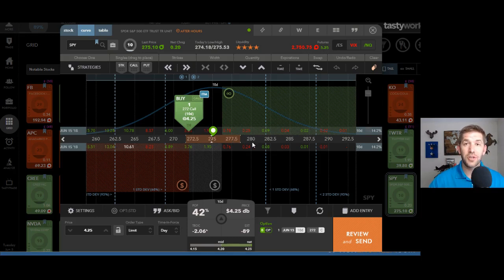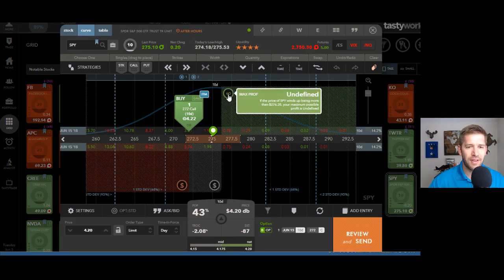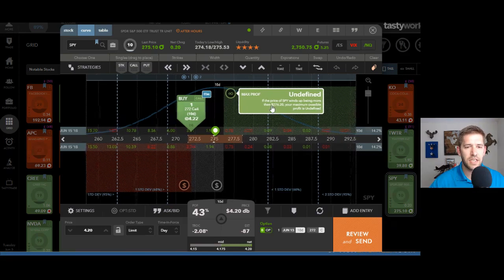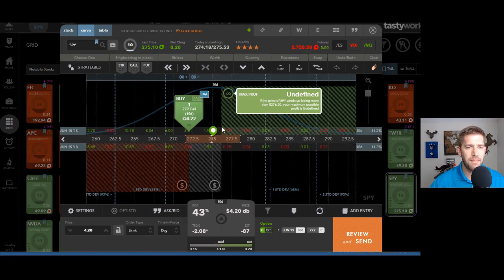The thing you should be drawn to if you're trading stocks is a big green area. That always means that you're making money, right? We like it when the screen is green. So what this shows is, you can even click on this here, that if the price of SPY winds up being more than $276.20, your maximum possible profit is undefined. We'll talk about that in a later video. But what you need to know is that 276 is your break-even price. It's when you start making money.